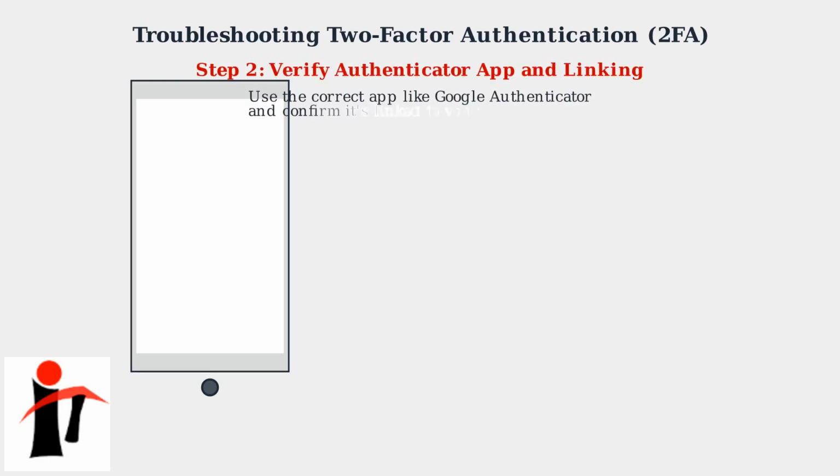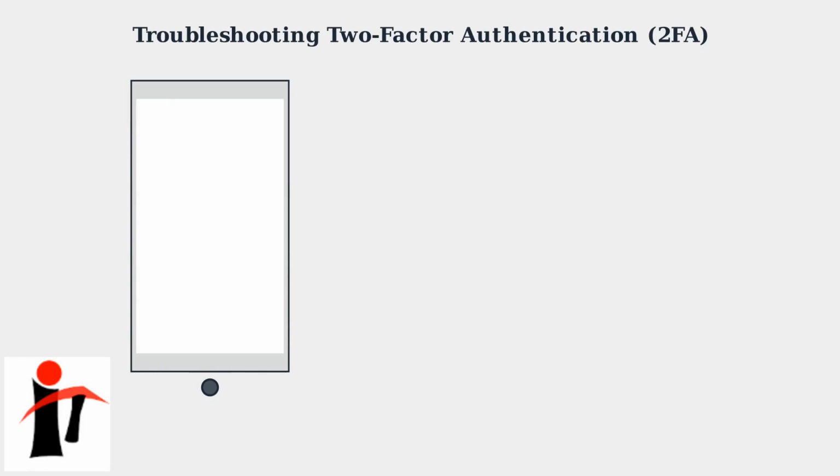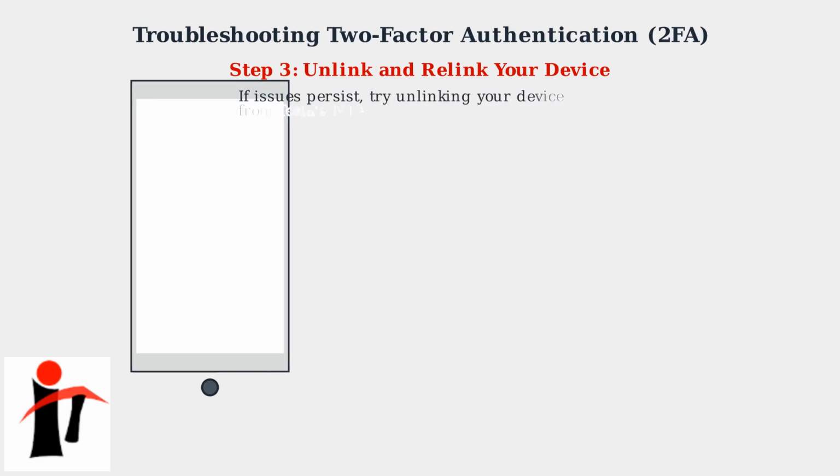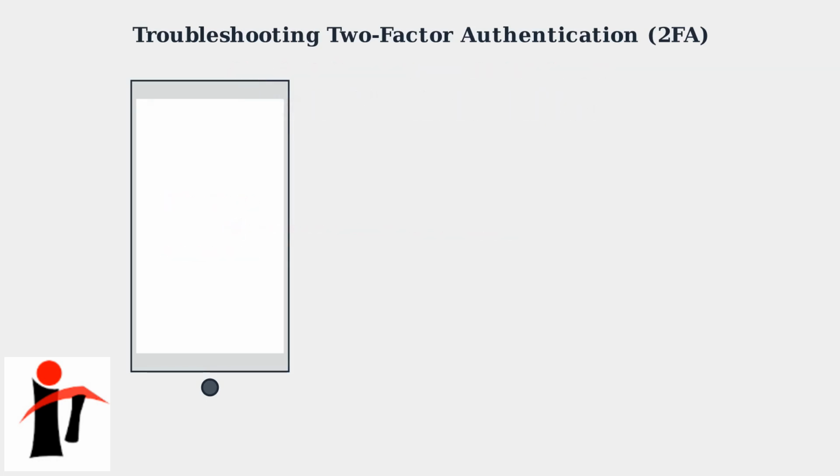Second, ensure you're using the correct authenticator app, such as Google Authenticator, and that it's properly linked to your Tesla account. Open the Tesla app, go to Account Settings, and verify the multi-factor authentication setup. Third, if problems continue, try unlinking your device from Tesla's multi-factor authentication settings and then relinking it. This can refresh the connection and resolve synchronization issues.